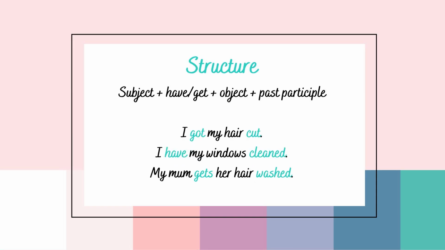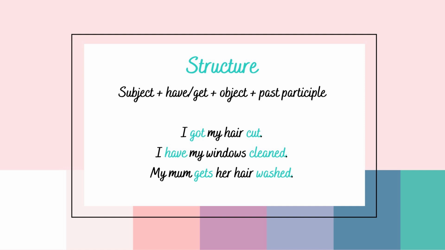Now let's look at the structure. The structure is subject, have or get. It means the same thing. Object and past participle, which is the third column of the irregular verbs, or the verb in ed. I got my hair cut. I have my windows cleaned. My mum gets her hair washed.